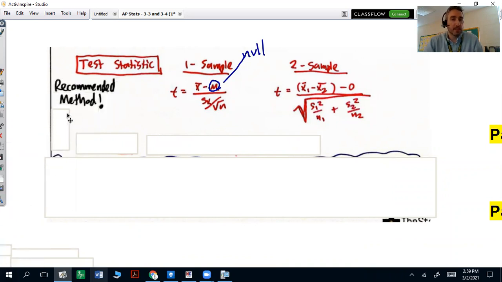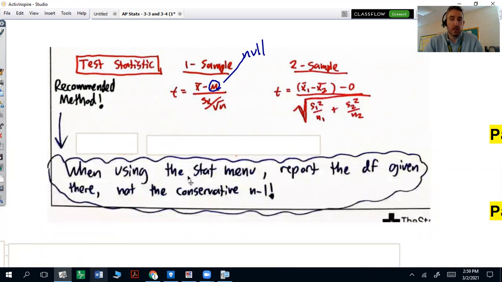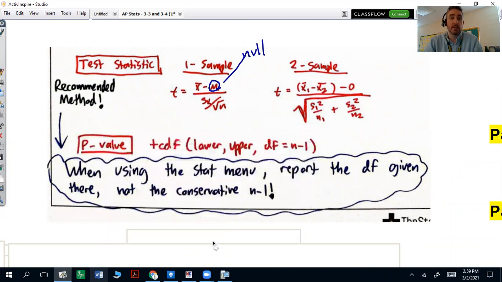The recommended method that I say to use is use the calculator. When using the stat menu, report the degrees of freedom given there, not the conservative n-1. So your p-value is going to be using tcdf. You have a lower bound or upper depending on which direction you're going. But you can avoid using tcdf and figuring out that direction if you use your stat menu and report the degrees of freedom there. Pause to write that out.